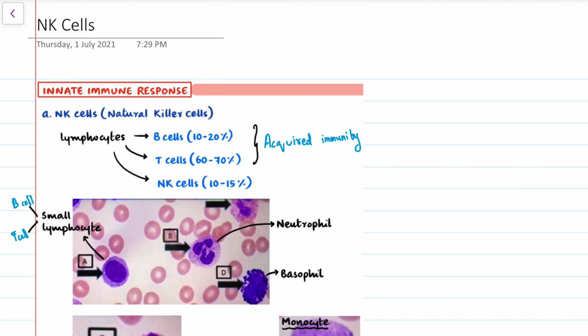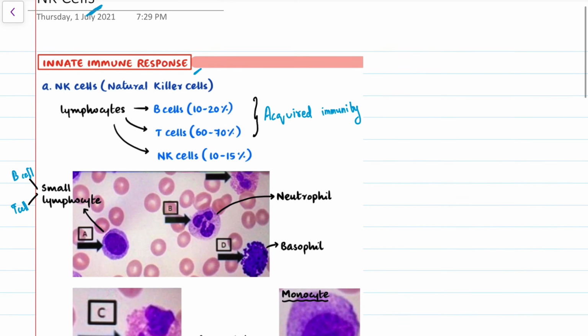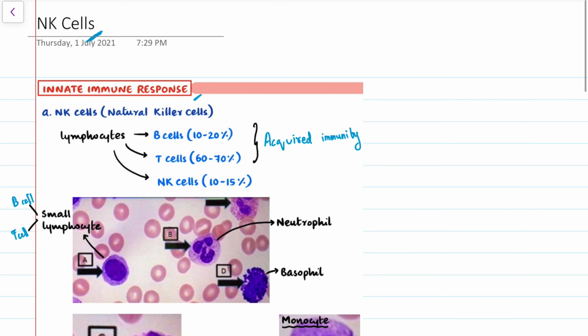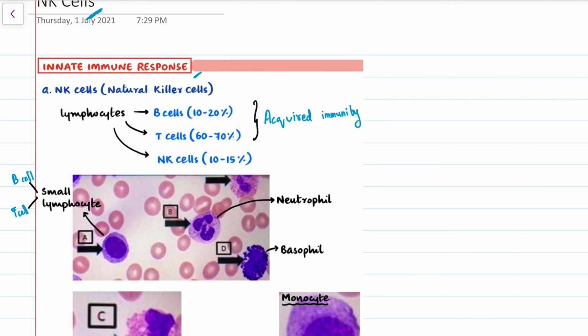I'm Aman Praveen and today we'll be discussing the NK cells reacting in the innate immune responses. As you know, innate immunity has NK cells in it. You see, lymphocytes have three categories. First one is the B cells, the T cells and the NK cells. These B and T cells act in the acquired immunity, whereas the NK cells act in the innate immunity.